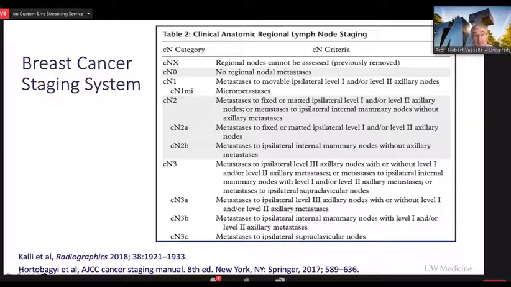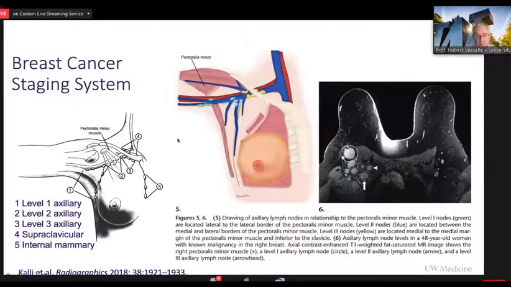So let's talk about these levels 1, 2, and 3 on which the N1, N2, and N3 staging system is based. Well, the reference anatomically that is used is the pectoralis minor muscle. This muscle here is like a band. Here it is described in 2 different pictures. And the lateral and the medial margin of this muscle describe important landmarks.